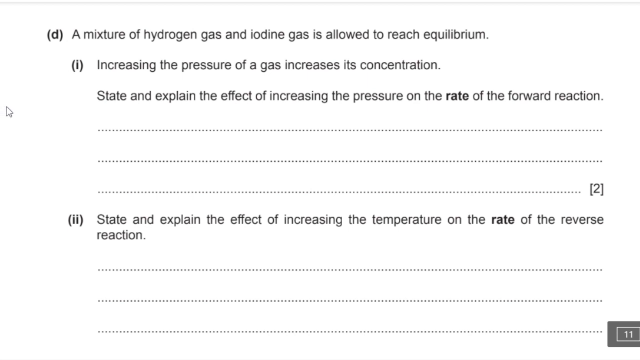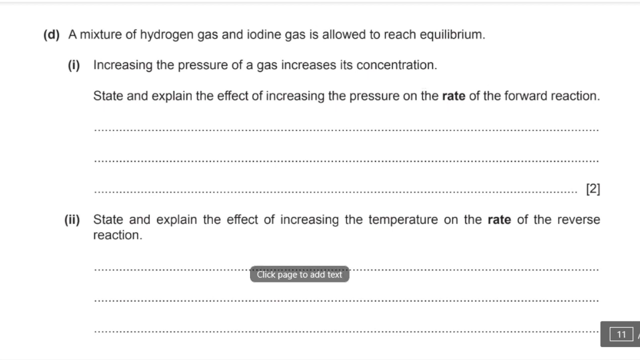D. A mixture of hydrogen gas and iodine gas is allowed to reach equilibrium. Increasing the pressure of a gas increases its concentration. State and explain the effect of increasing pressure on the rate of the forward reaction. As you increase the pressure, the molecules come closer together, which means the concentration of molecules per unit volume increases, and if the molecules are closer together, their collision frequency would increase, which would result in an increase in the rate of reaction.